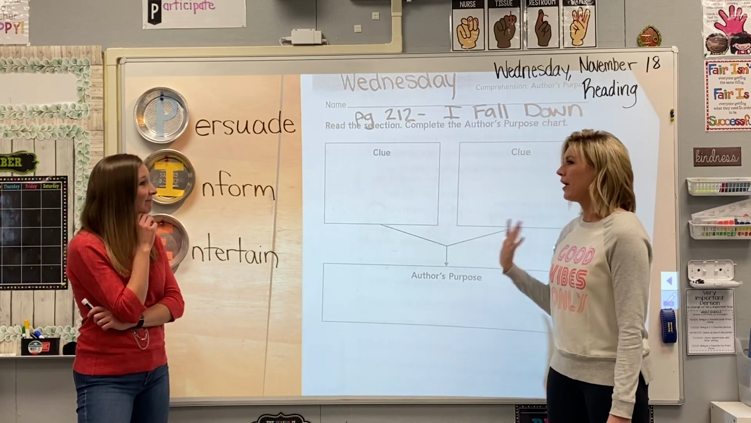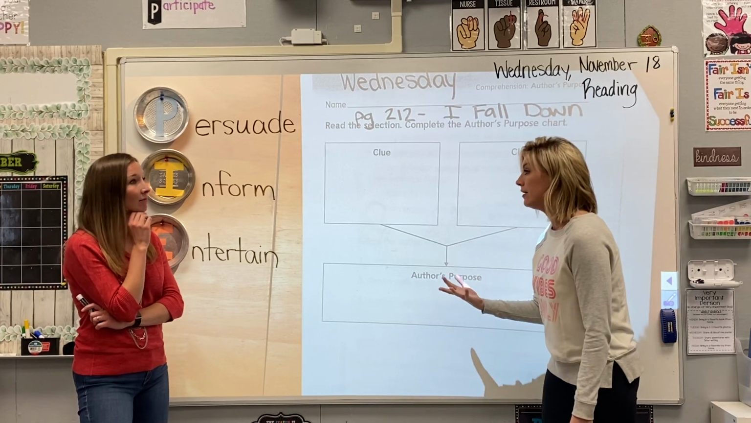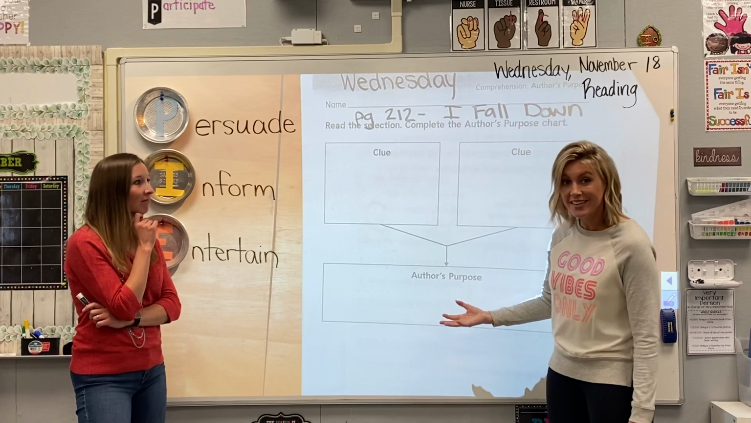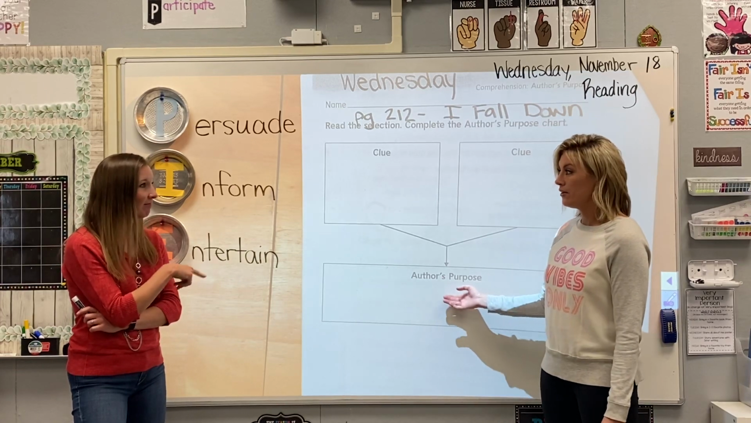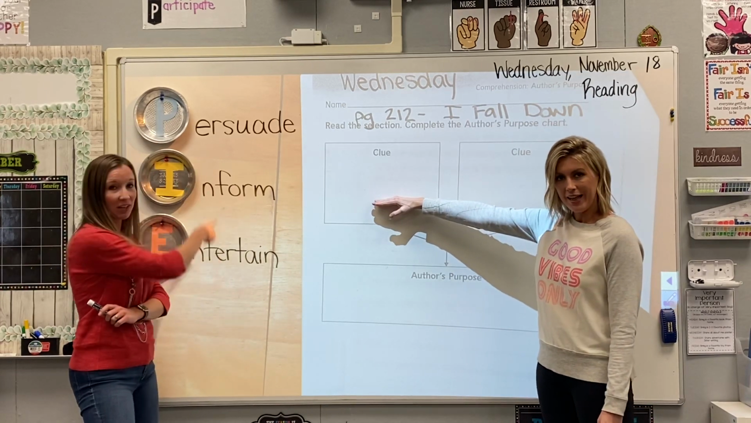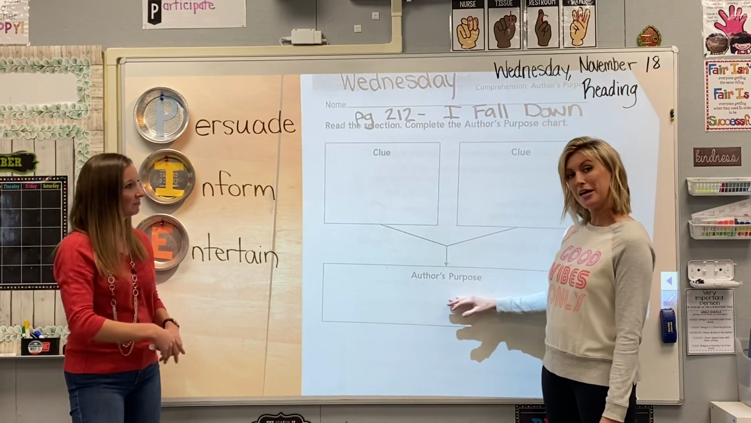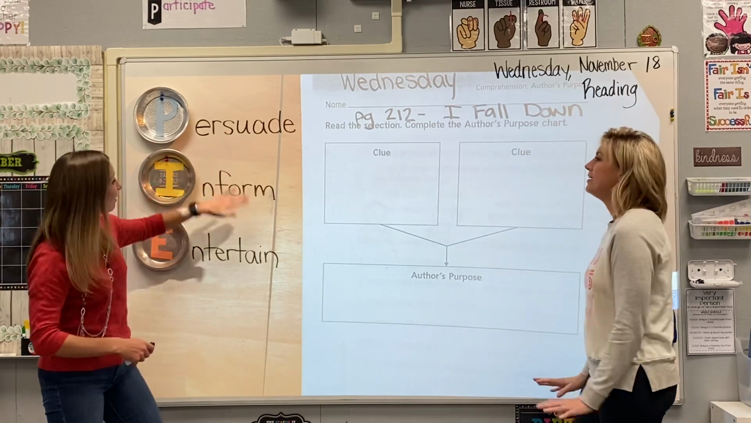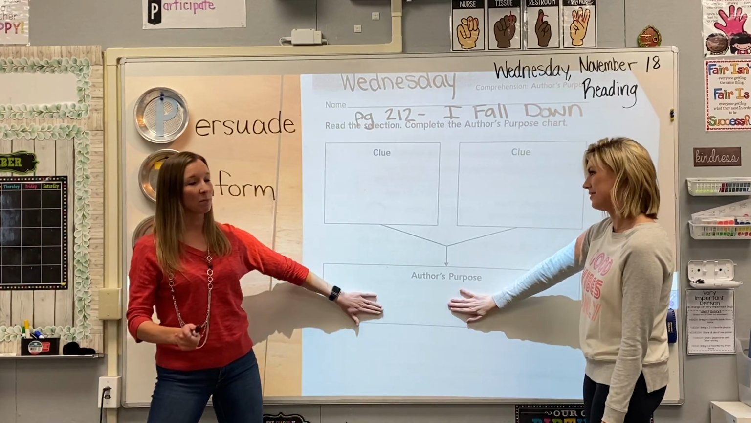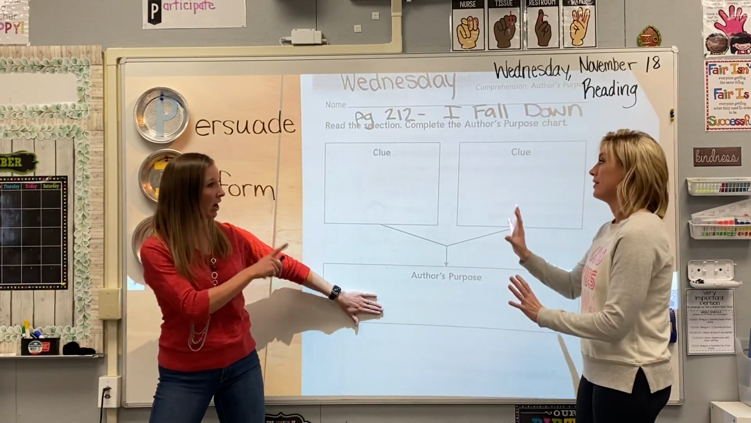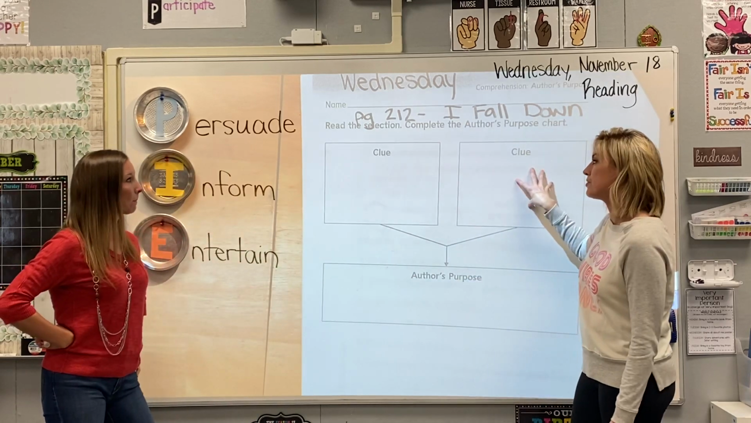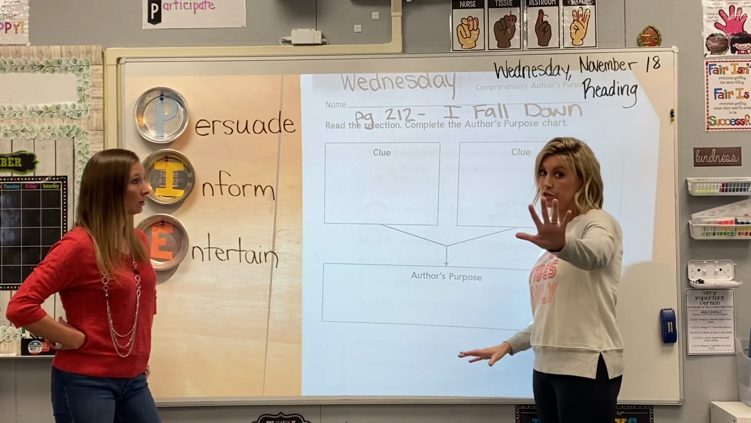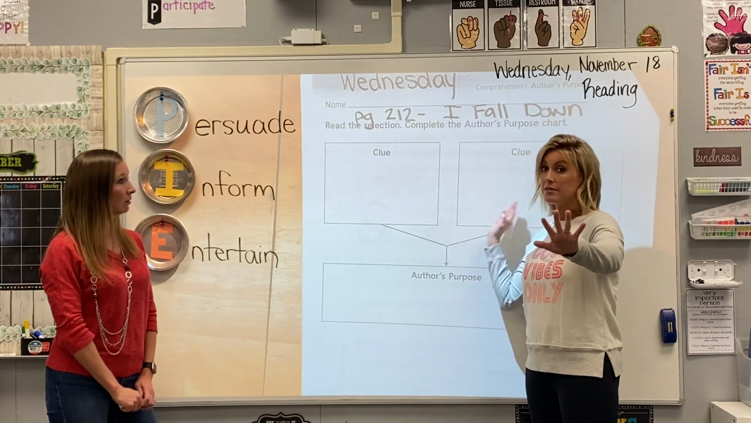So if you were writing a report and you needed information, hint, hint, hint, you're going to write down what you think the purpose of I Fall Down was, to give you facts and information about gravity. One of these three words needs to go in this box. But then you're not done. Then we have to write two clues about what helped you figure out that that was the author's purpose. We're going to help you with the first clue, but you are going to have to do the second clue on your own.